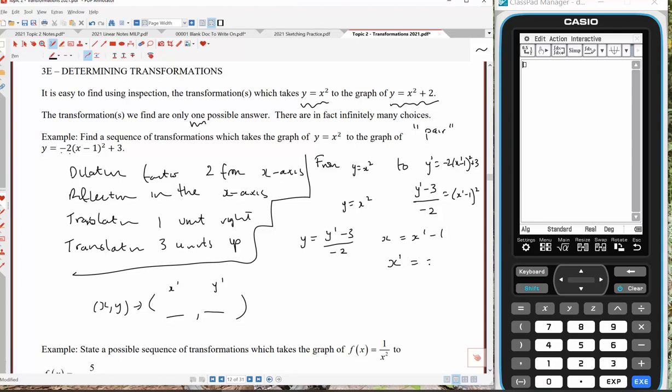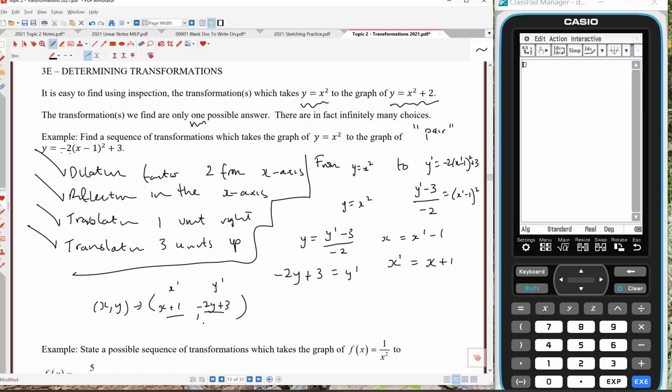Note that this is different from what we've been doing. We've been making x the subject. Negative 2y plus 3 equals y dash. Right, let's pop those in. We've got x plus 1 and we've got negative 2y plus 3. What we can do is simply read off the transformation. So I can see here that this is a translation 1 unit to the right. I can see here that this is a dilation factor 2 from the x-axis. I can see this is a reflection in the x-axis. And I can see that this is a translation 3 units up.